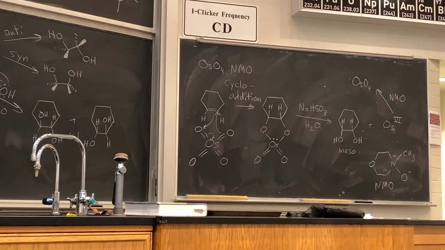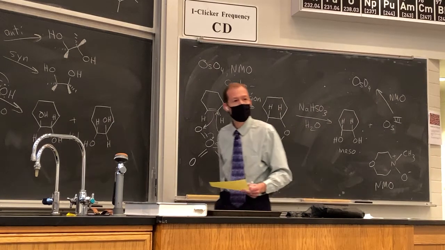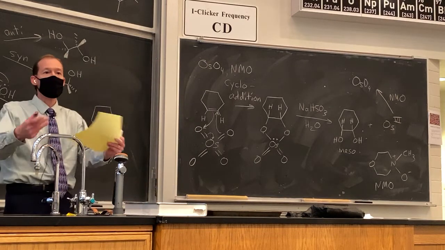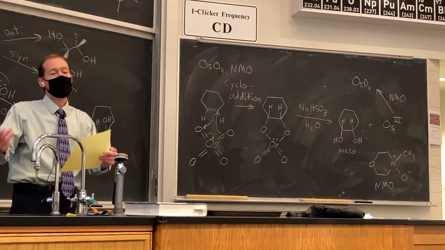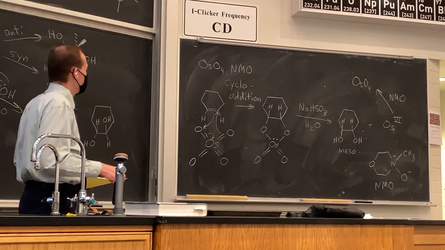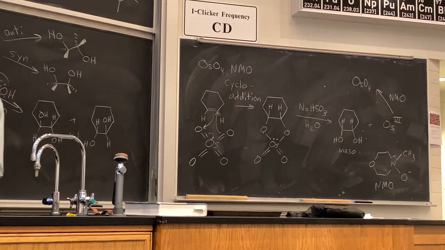How does this cycloaddition step account for the syn stereochemistry? Any ideas, Riley? Yep. Two oxygens being added from the same molecule in the same step, and so they're going to approach from the same side of the alkene, generating that 5-membered ring. Okay? Any questions on our syn versus anti-dihydroxylations?